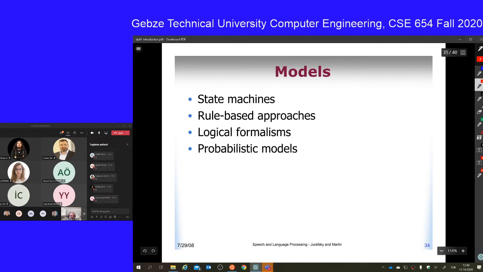Logical formalisms, using logic. What do I mean by using logic? If I know that A is true, and if I know that if A is true, I can assume B, then in this case, I can assume B because A is there. Modus ponens, the logic, tells me that you may assume B is true. So logical formalisms are used in many fields of artificial intelligence. And lastly, probabilistic models. We are going to use probabilistic models a lot.